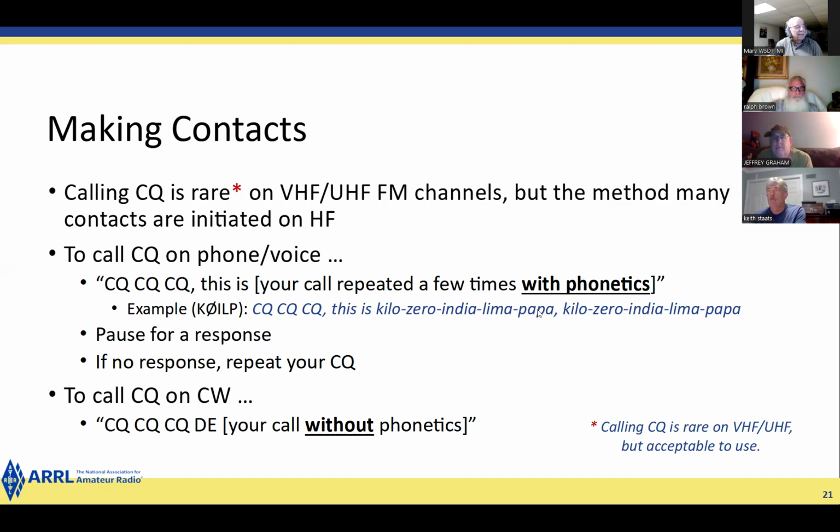So again, in CW, you're going to send CQs 3 times, your call sign 3 times, and of course you do it without phonetics.